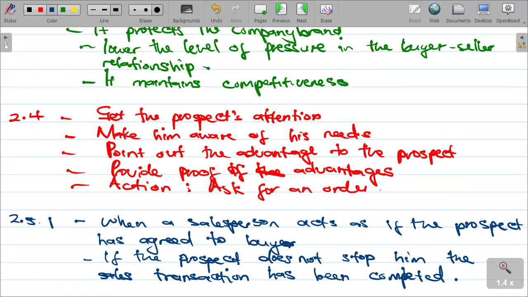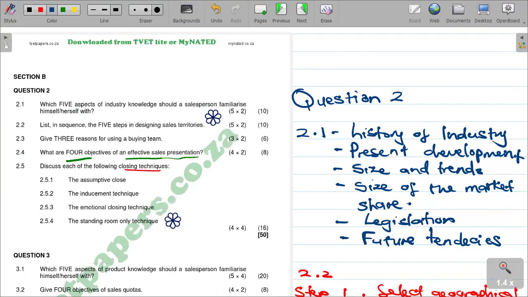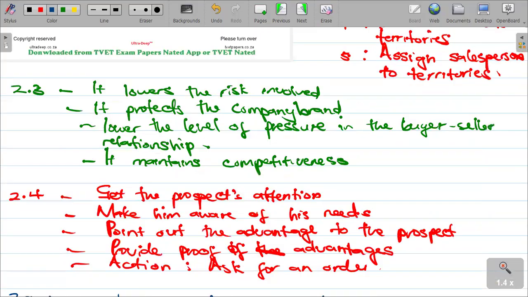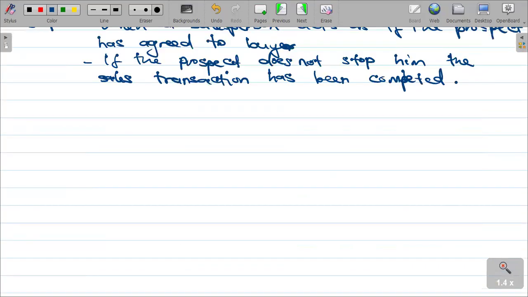So let's go to 2.5.2, which is the inducement technique. The inducement technique is when the salesperson provides the prospect with a special motivation to buy.